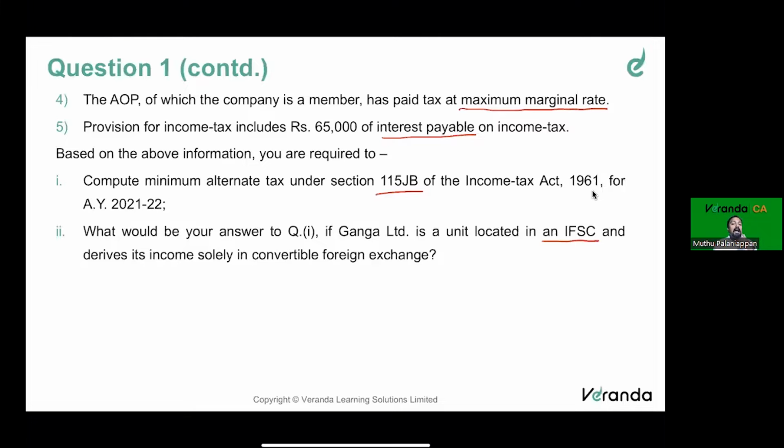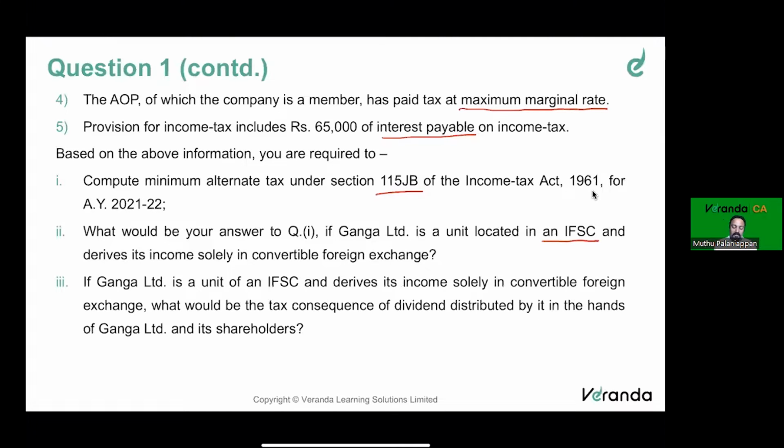Similarly, with respect to IFSC. So that is another option given. What's the treatment if a particular unit is located in IFSC? There is another alternate for which we have to work out. It says it is deriving solely income from convertible foreign exchange, which means 100%. So 100% of the income of that IFSC unit is purely by foreign exchange.